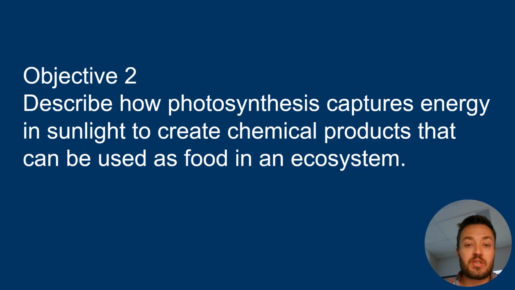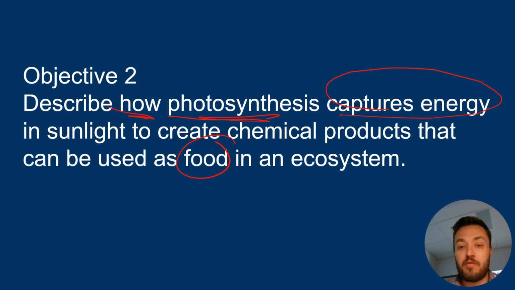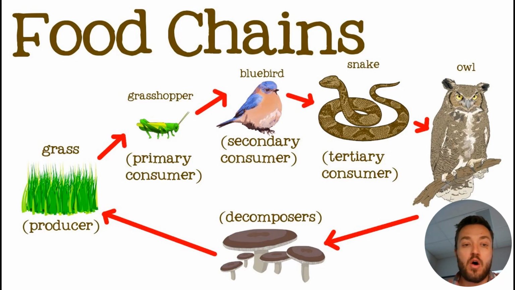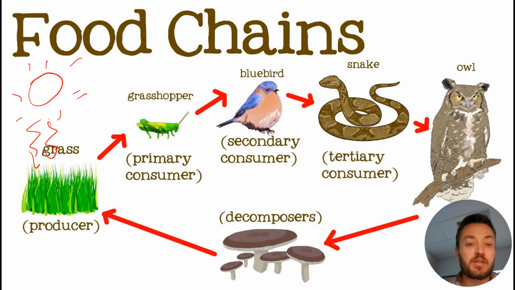So objective 2 is describe how photosynthesis captures energy in sunlight to create chemical products that can be used as food in an ecosystem. In other words, how does photosynthesis create food? Which is another way of saying food and captured energy are basically the same thing. So all plants are the things that are capturing the energy of the sun.